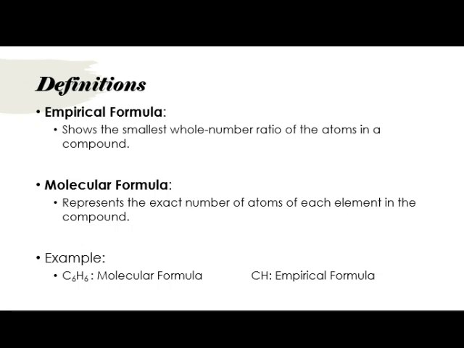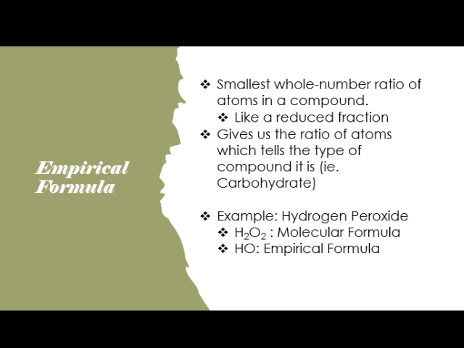Now the molecular formula is completely different. This is the one we usually use for balancing, and it represents the exact number of atoms of each element in the compound. Here's an example. Something like C6H6, that is the molecular formula. That is what you are going to see in a chemical equation for balancing. But the empirical formula here is CH, because I can divide both of these by 6 to just get 1. So making the smallest whole number ratio is empirical.